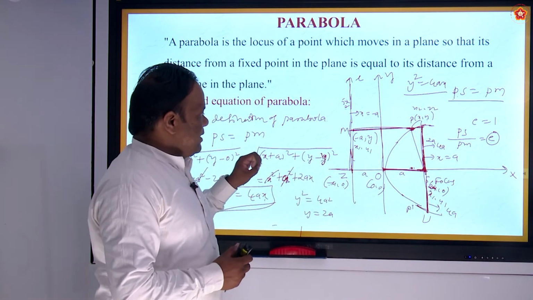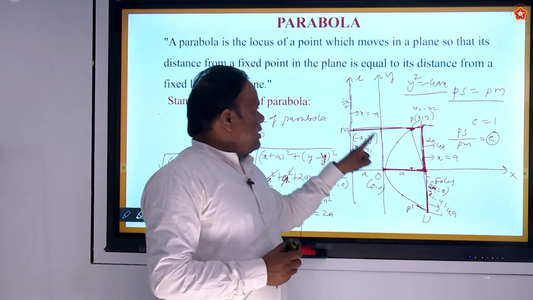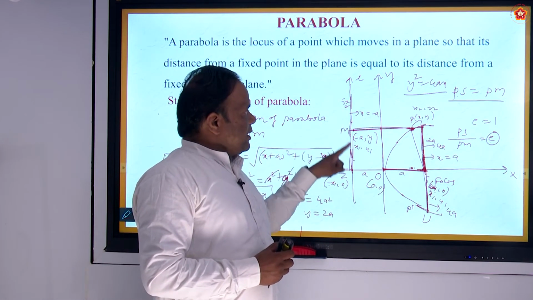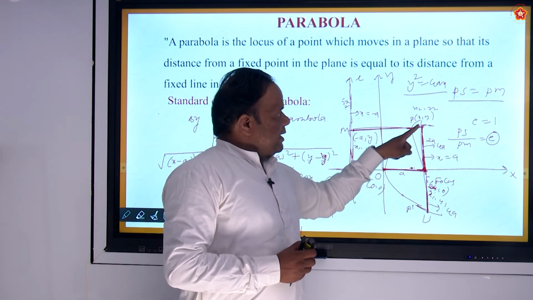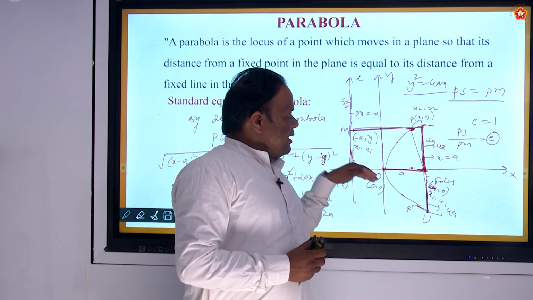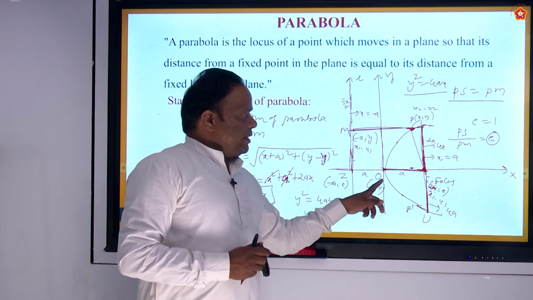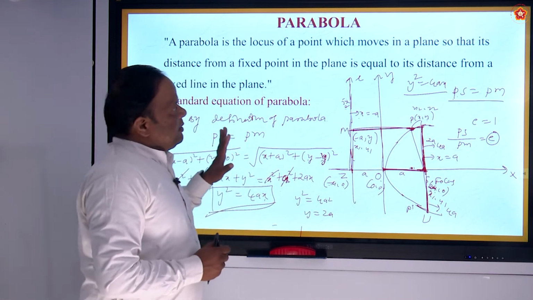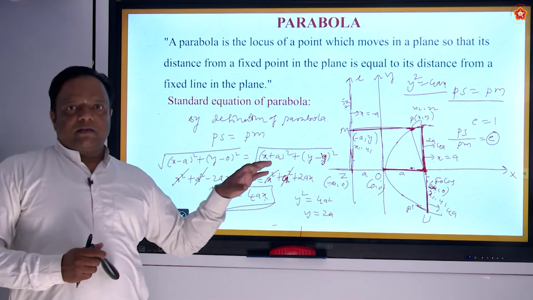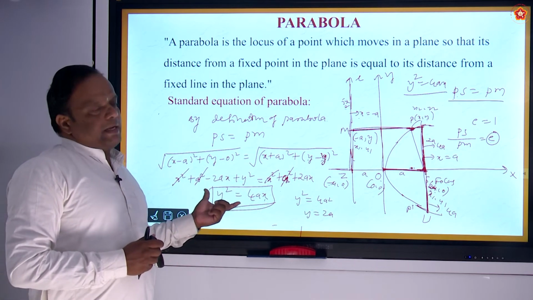These are the main basic concepts of the parabola. Focus is very important, (a, 0). Directrix is also very important. Equation of directrix is x equal to minus a. Equation of LR is x equal to a, and axis of parabola is x-axis. The vertex is origin. Correct? These are the different conditions of the parabola. The standard equation of parabola is y square is equal to 4ax.